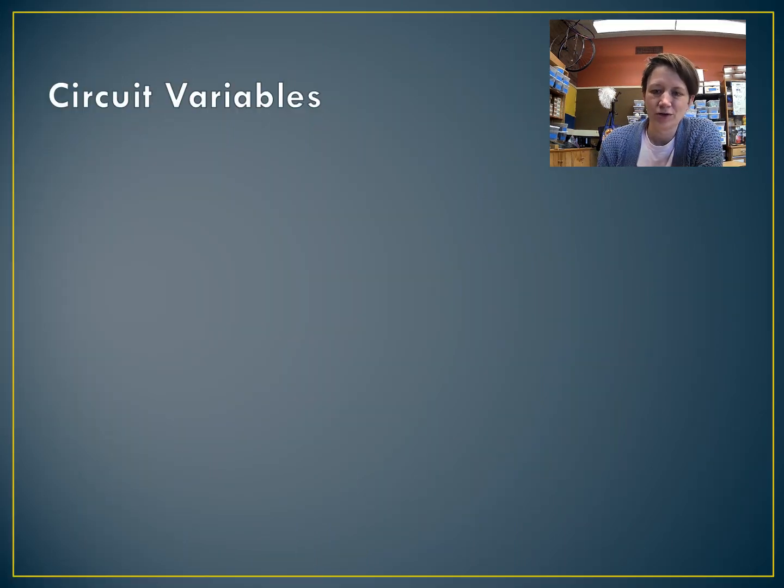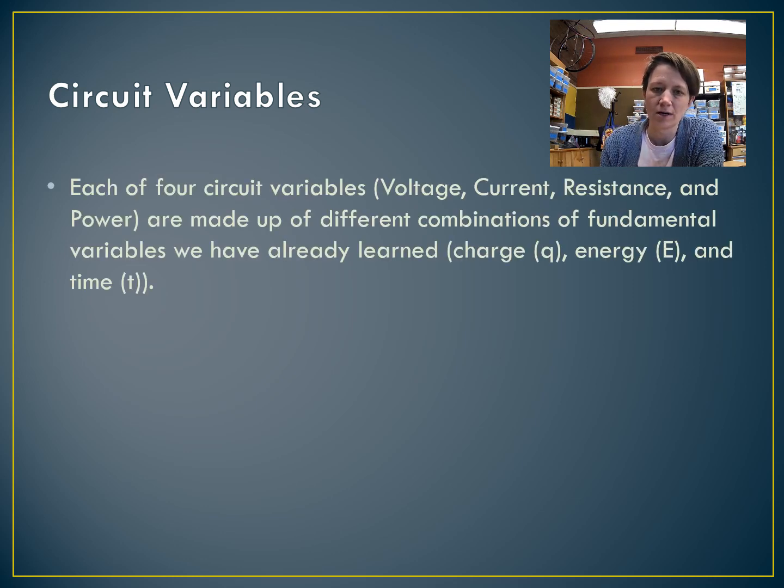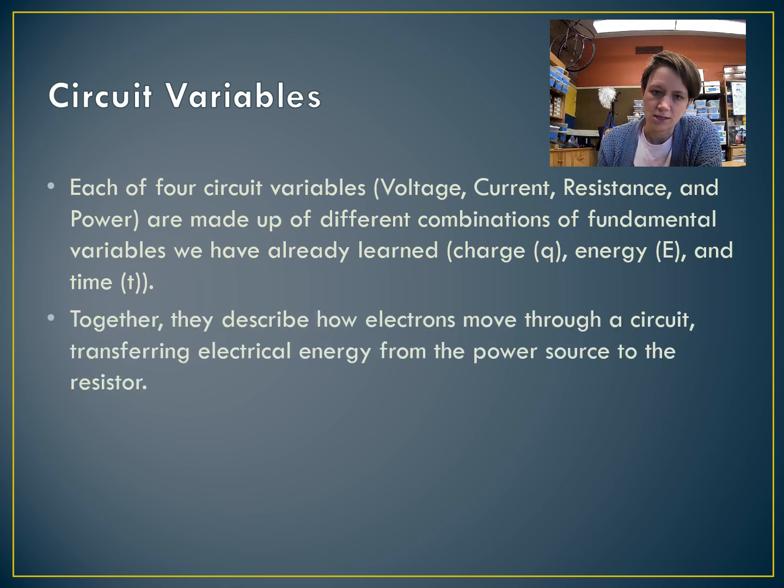Hopefully you recall from your introductory physics class that there are four primary variables that we use to describe and explain what's going on inside a circuit, and those four variables are voltage, current, resistance, and power. One of the tricky things about this unit is really coming to a robust conceptual understanding of what those variables are. And that's particularly hard because they are just different combinations of the fundamental variables we've already learned, which are charge, energy, and time. So all of those variables are made up of different combinations of charge, energy, and time.